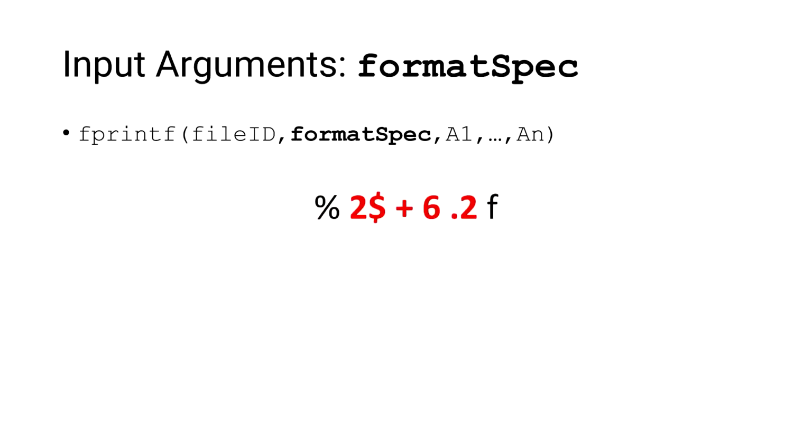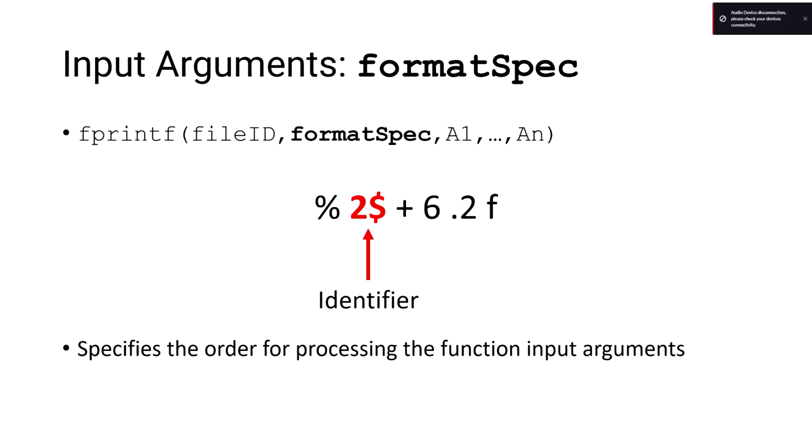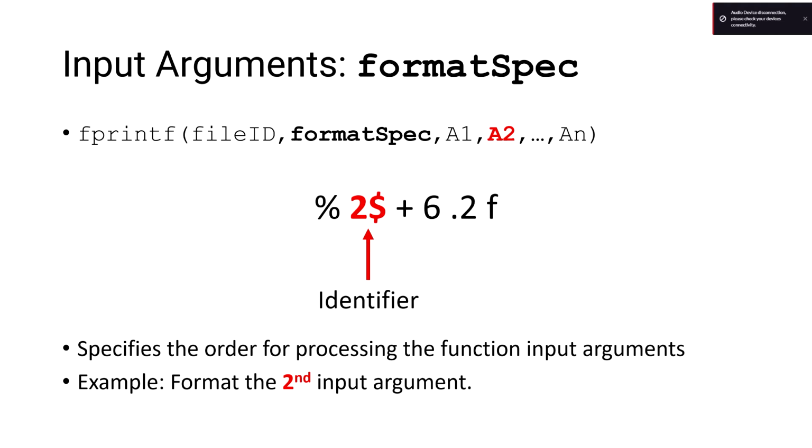The remaining formatting operators between the % and the conversion character are optional. So let's take a look at the optional formatting operators. Let's take a look at our first optional formatting operator. Our first optional formatting operator is the identifier. The identifier specifies the order for processing the function input arguments. For example, the 2 in front of the $ sign tells MATLAB to format the second input argument in the function call.